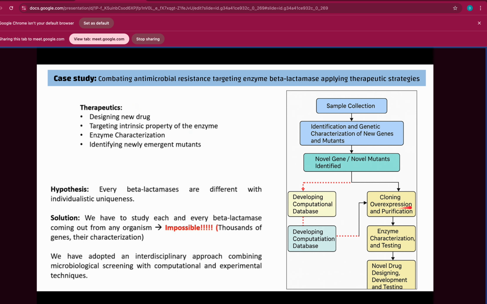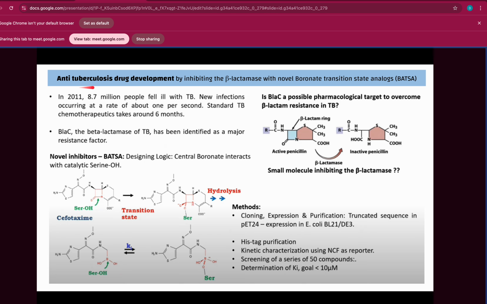And then we can clone them, we can overexpress them, we can purify them, and different characterizations and testings can be done in vitro, and then novel drugs could be designed with respect to that. So in the next slide we'll see. So there is an anti-tuberculosis drug which is developed by inhibiting the beta lactamase with novel boronate transition state analogs, which is the BATSA.